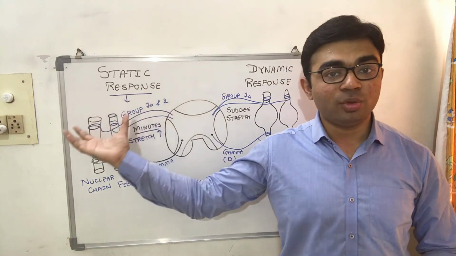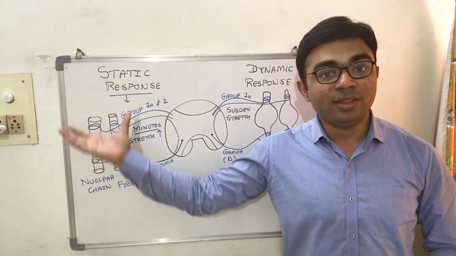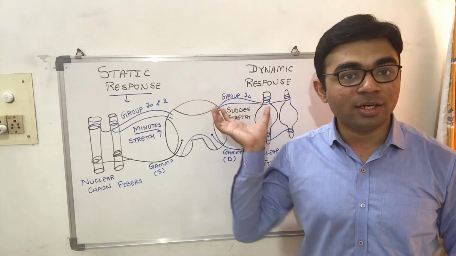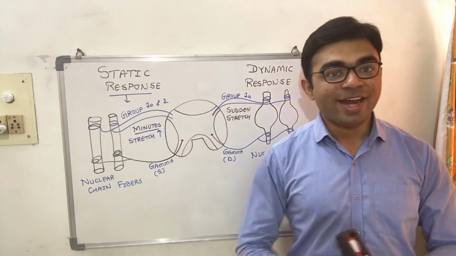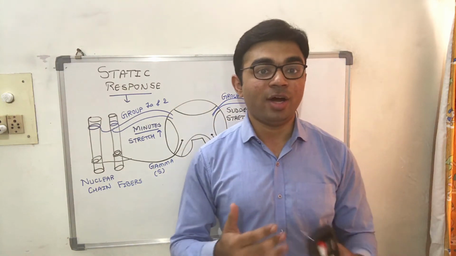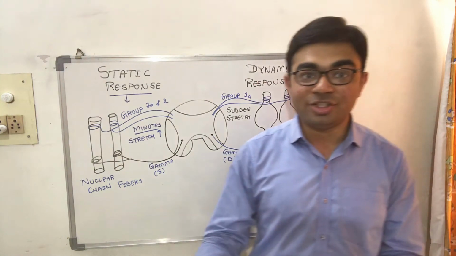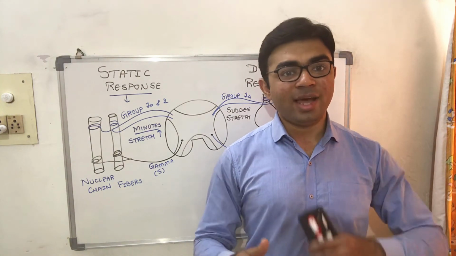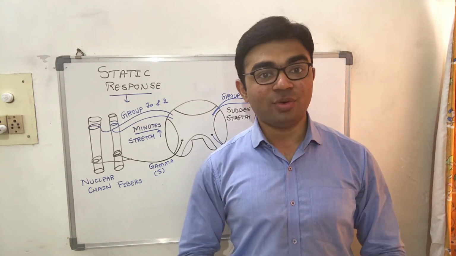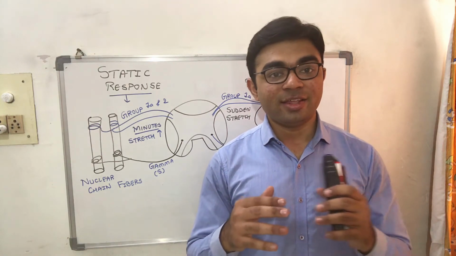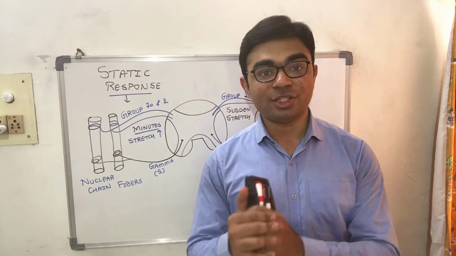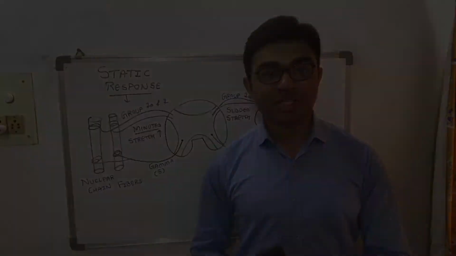Do remember that the nuclear chain fibers are responsible for the static response, and the nuclear bag fibers for the dynamic response of the muscle spindle to stretch. Now the last function that we are going to understand is the role of the muscle spindle in maintaining the muscle tone.